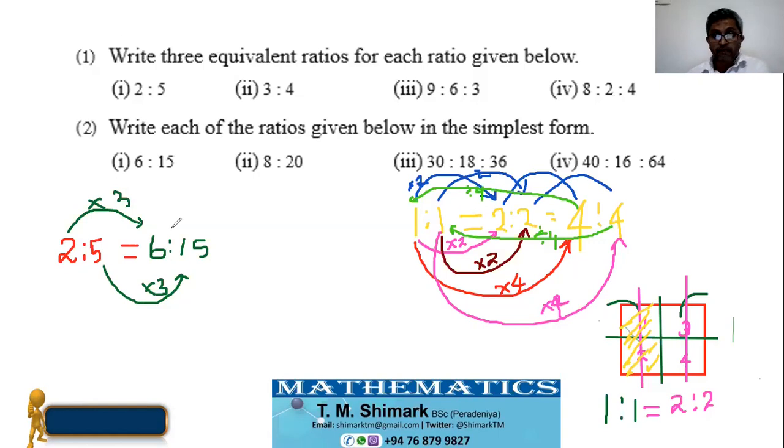And if you come back from this side to that side, from the right side to the left side, if you think how I made 5, it is only by dividing this by 3. 15 divided by 3 is 5.